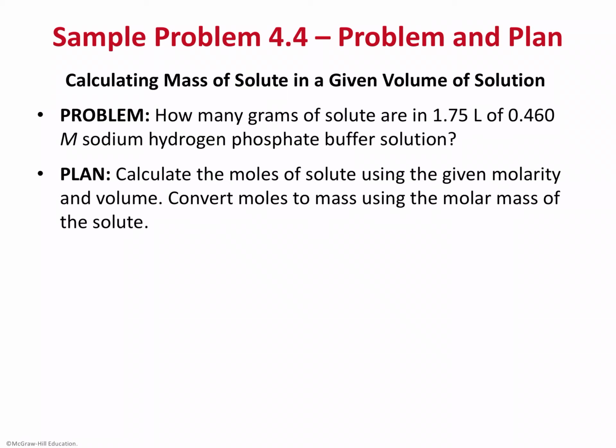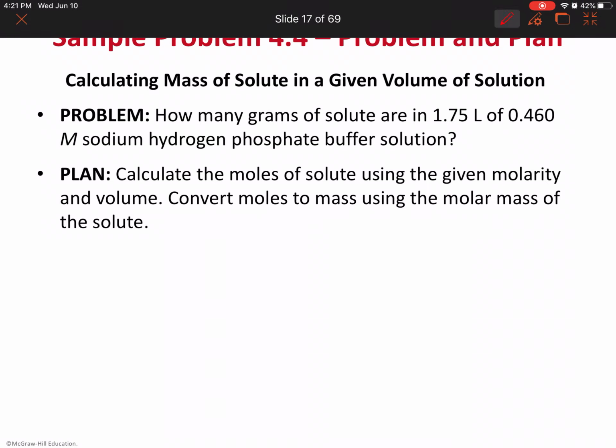Calculating mass of solute in a given volume of solution. How many grams of solute are in 1.75 liters of 0.460 molar sodium hydrogen phosphate buffer solution? We also need to know how to write the formula for the sodium hydrogen phosphate. So, sodium hydrogen phosphate formula is Na2HPO4.